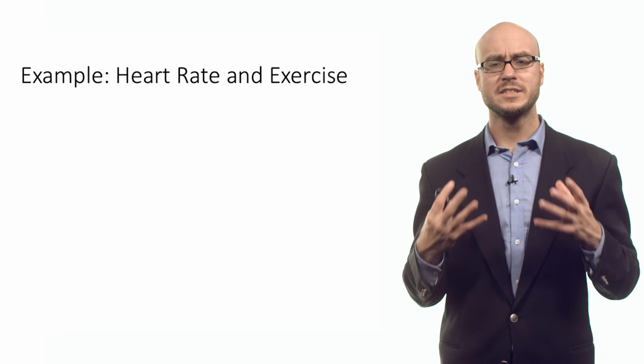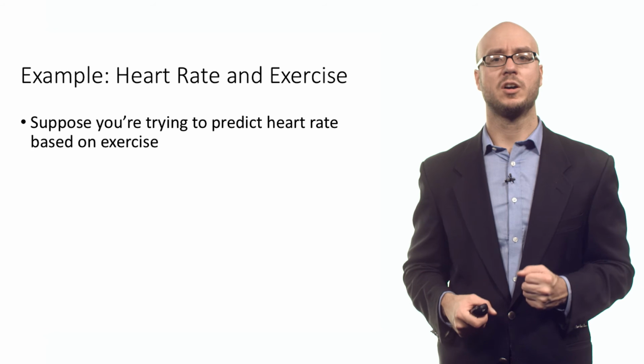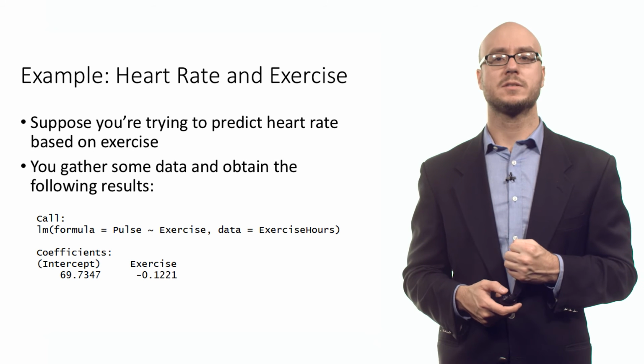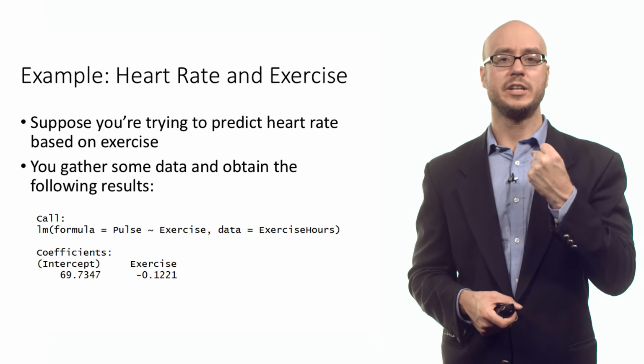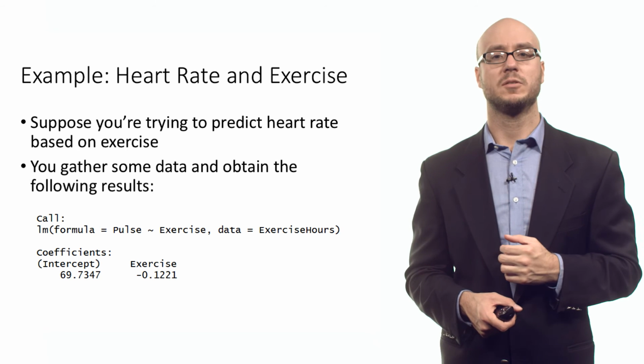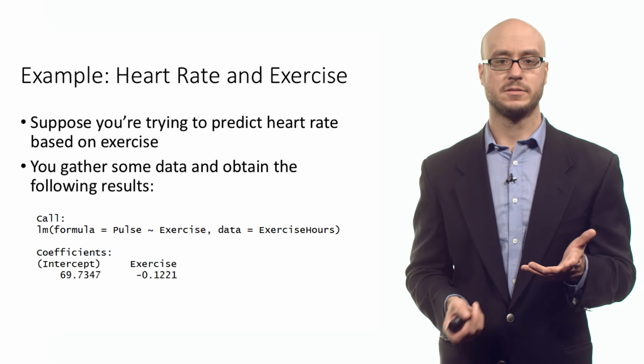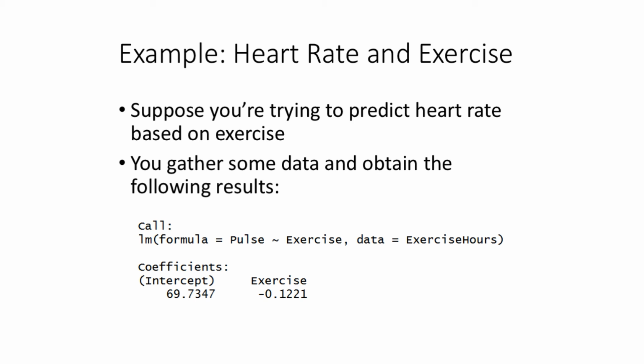Right? So let's look at another example of heart rate and exercise. Suppose you're trying to predict heart rate based on hours of exercise, and you obtain some data and you grab this result. This is the output from a statistical model, and so we're predicting the pulse rate per minute based on exercise. So we get these coefficients, these values of the intercept and slope using the method of least squares. The intercept is about 69.7, right?